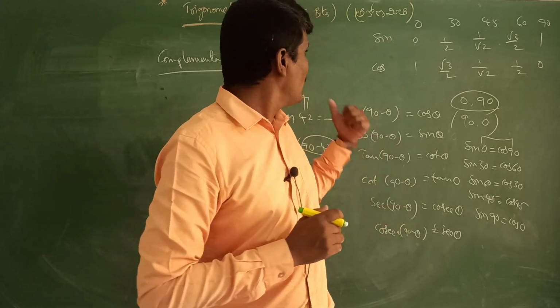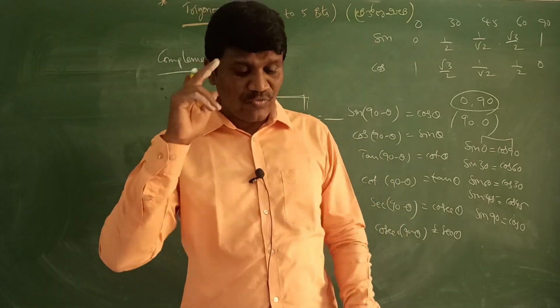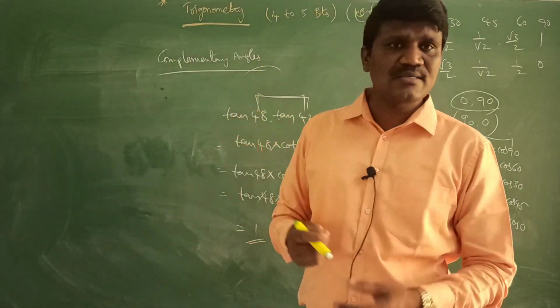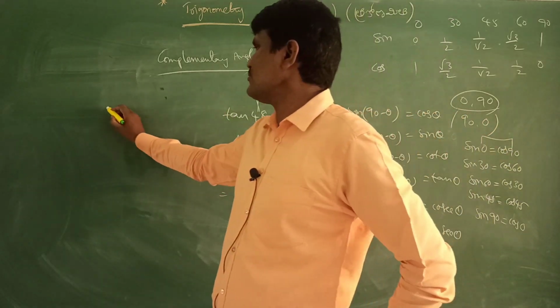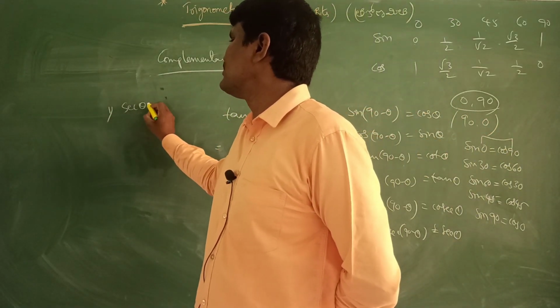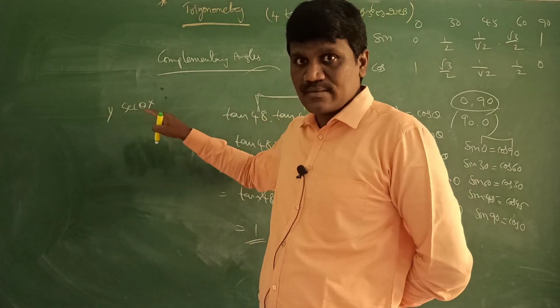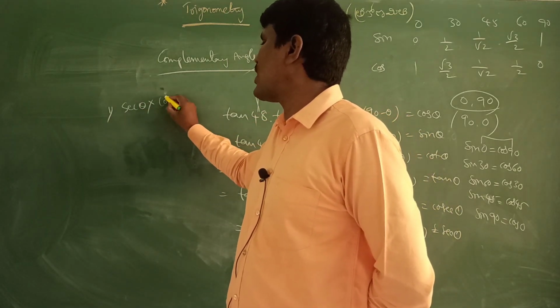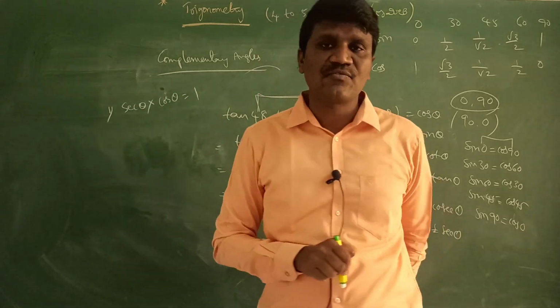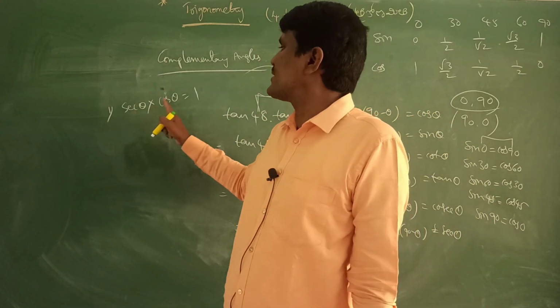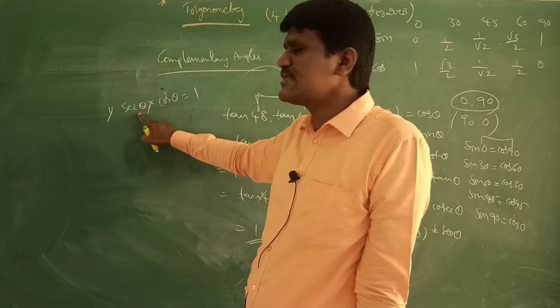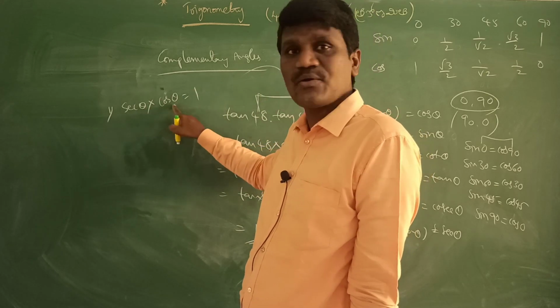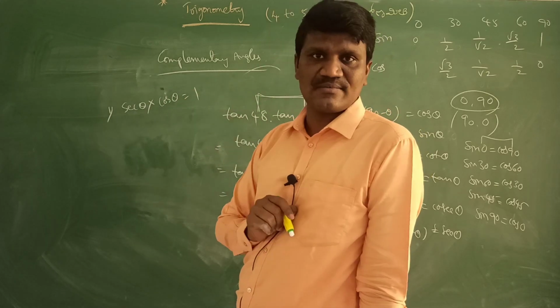So as of now, complementary angles are this. From this you can write some more formulas. The formula is sec theta into cos theta is equal to 1. So this is one formula: sec theta into cos theta is equal to 1. Because sec theta is 1 by cos theta, 1 by cos theta into cos theta, cos cancels, and 1 will be the answer.